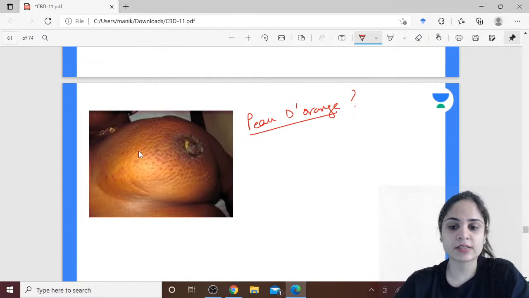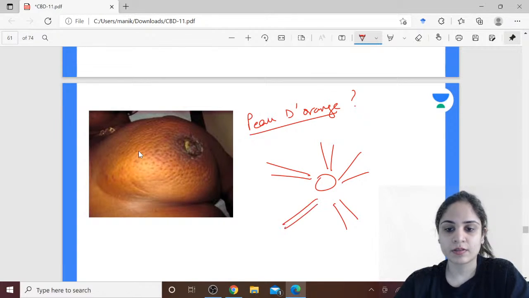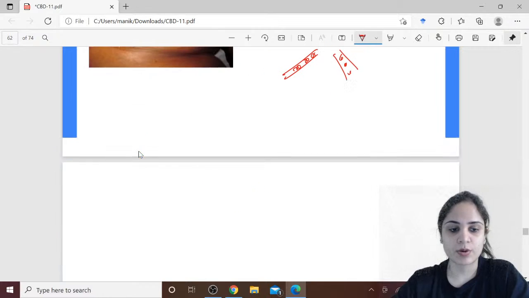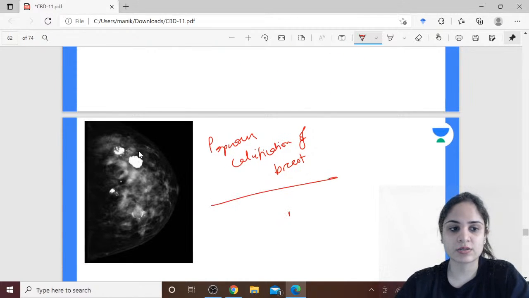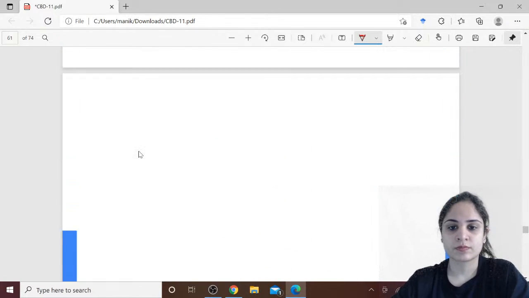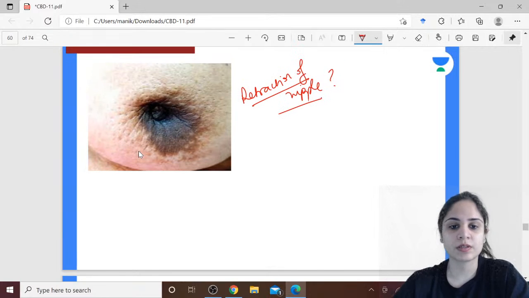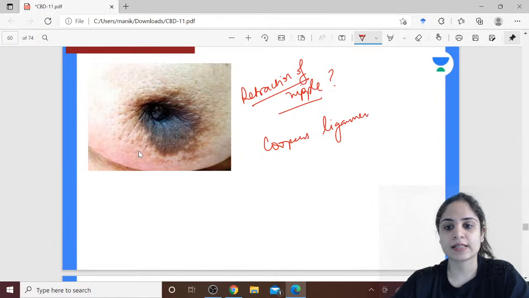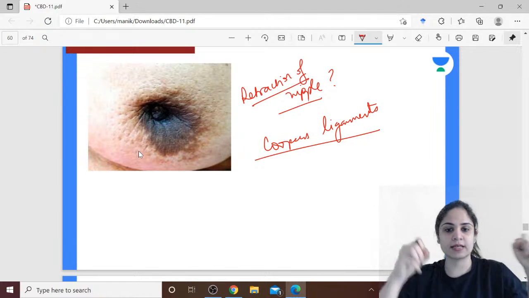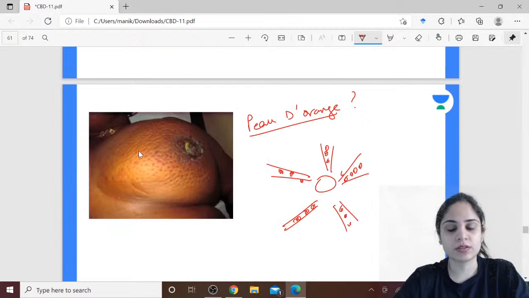Okay, so peau d'orange, at least all of you all know that the lactiferous ducts that are there, they get clogged by the cancer cells. Okay, so as a result of it, you are getting the orange appearance, correct? Yes. Popcorn calcification of breast is seen in case of fibroadenoma. Okay, and why do we get retraction of the nipple? Because of involvement of the Cooper's ligaments. Okay, if the cancer involves the Cooper's ligaments, they will get fibrosed and you will have retraction of the nipple.